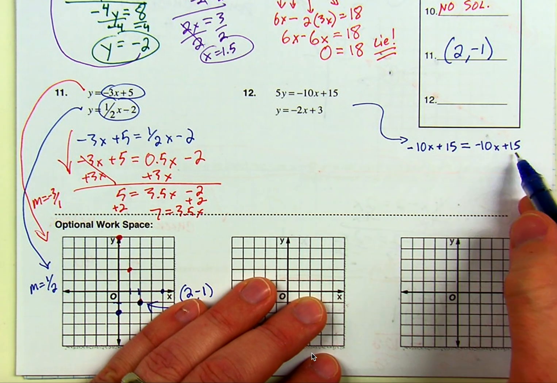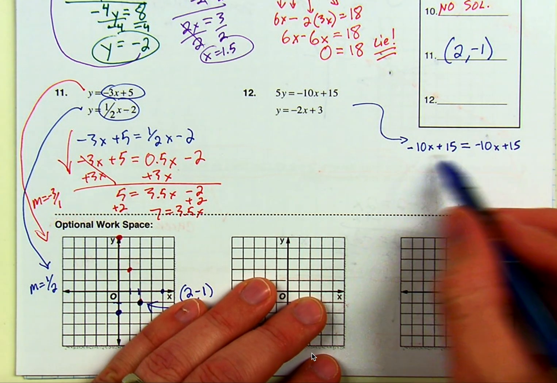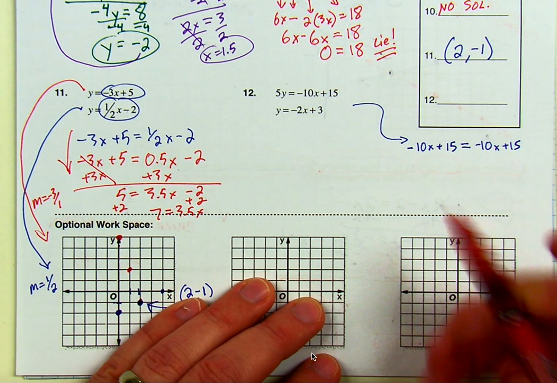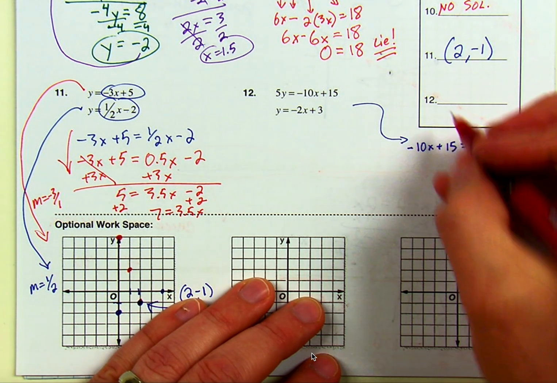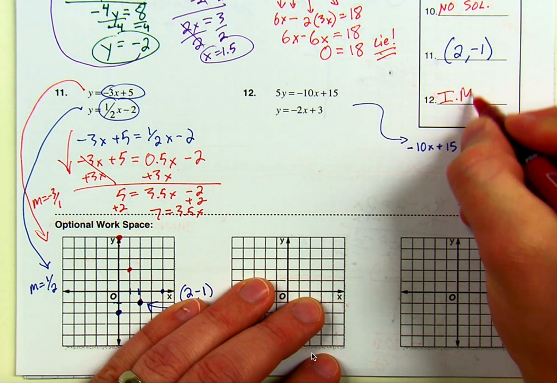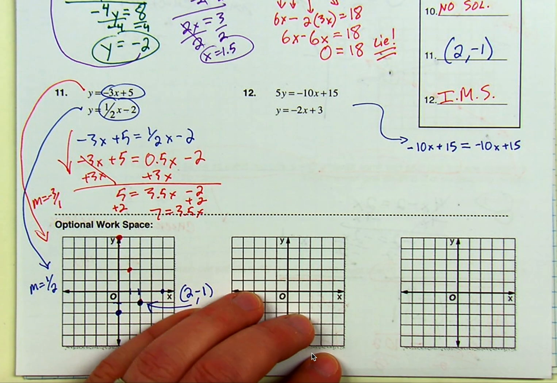What's going on here? Can you see? When the left and the right are exactly the same, this is infinitely many solutions. This is an infinitely many solutions system.